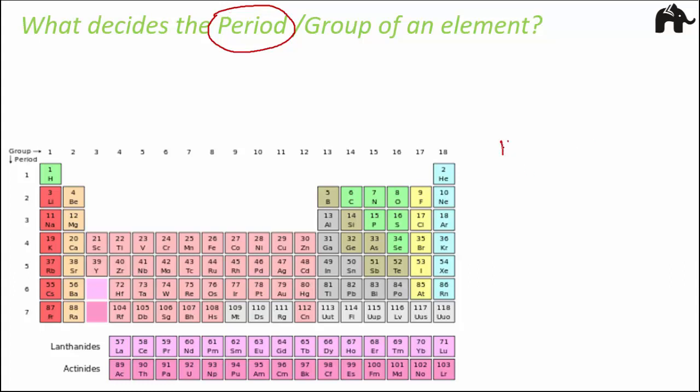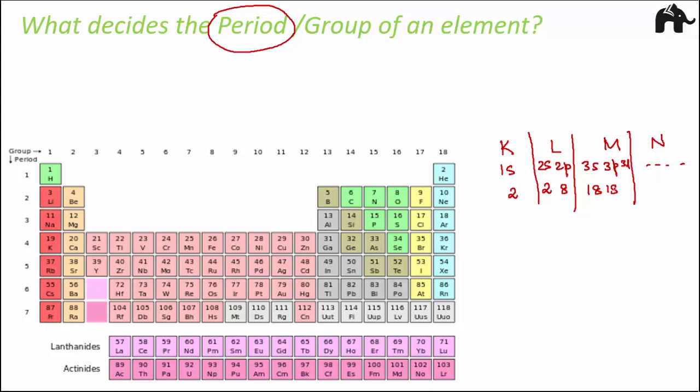Now, so far we learned the concept of shells like K, L, M, N, and so on. Each of these shells consists of one or more subshells like 1s, 2s, 2p, 3s, 3p, 3d, and so on. And then there are a fixed number of electrons which can be accommodated in each of these subshells, right? Now let us take an example.